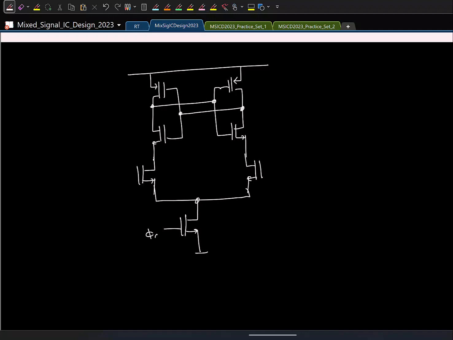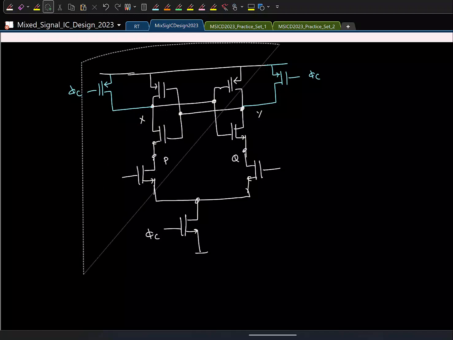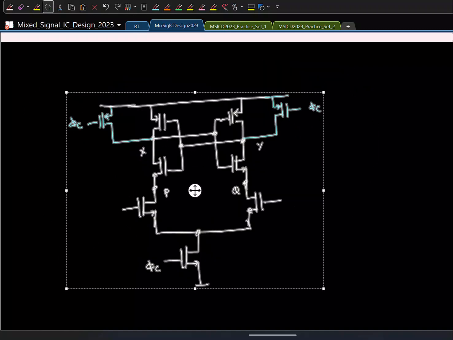And remember, this was clocked at phi C, and we are also resetting the output nodes, remember, right? So we should have switches there. Resetting the output nodes to VDD. So I can call this X and Y. So this, let's say, call it P and Q, these nodes. So this is our final circuit, and this is called the StrongARM latch.